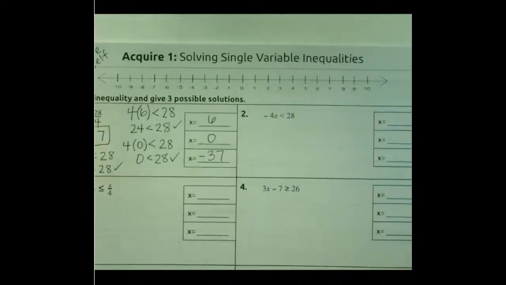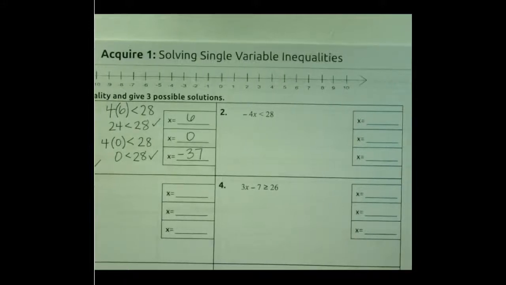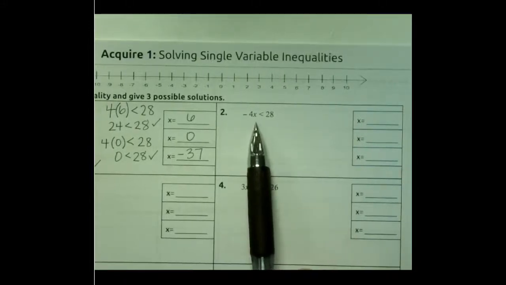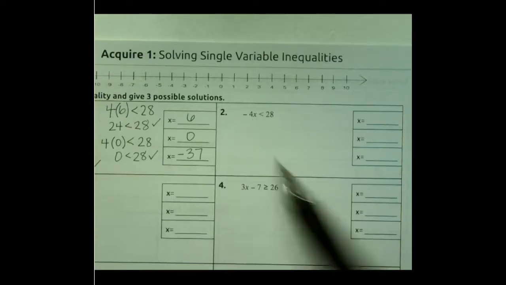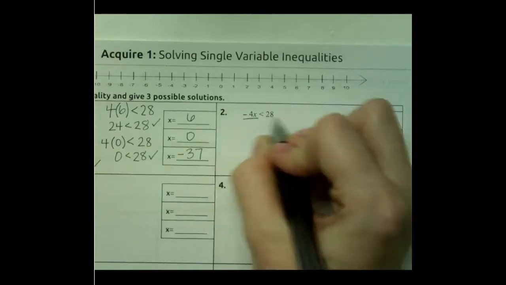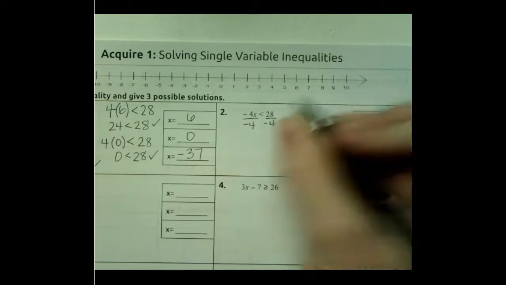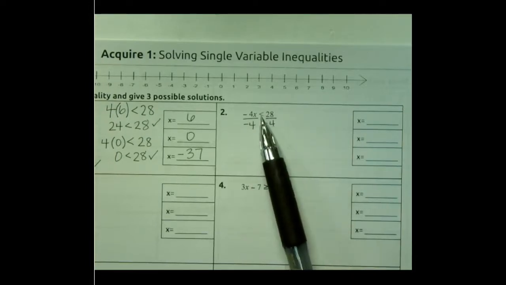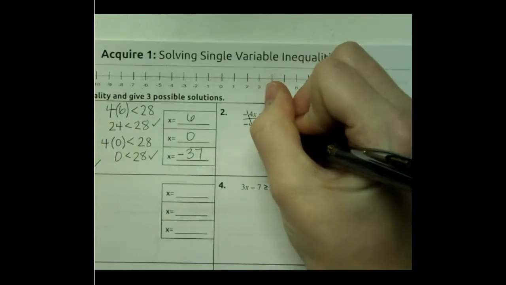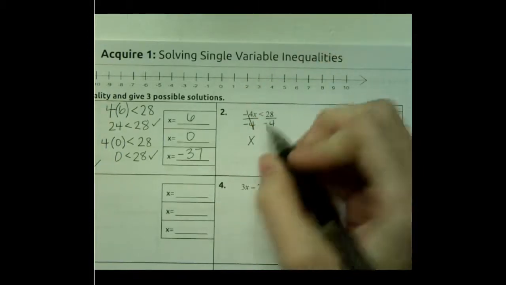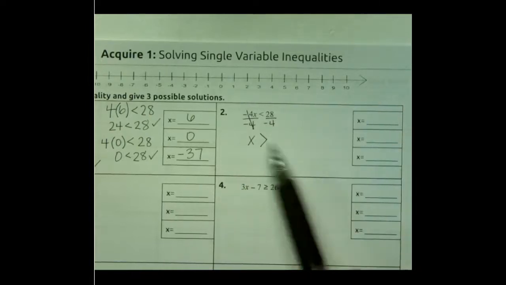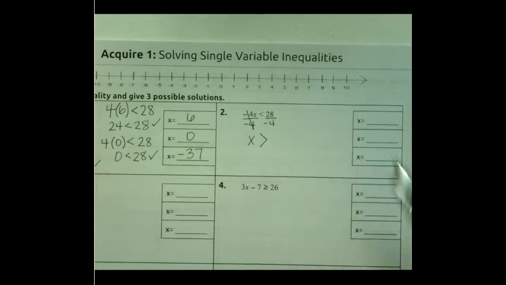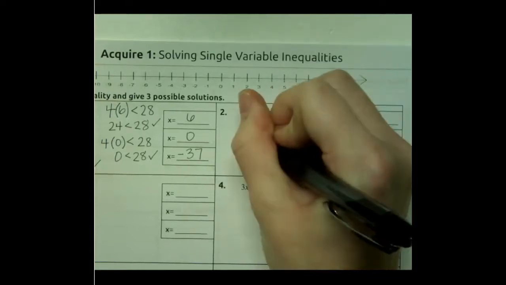Let's try number 2. So for this one, it is almost the same as number 1. But now we have a negative 4x. So negative 4 times x. To get rid of times or multiply, we divide on both sides by negative 4. Divide by a negative, woo, woo, woo. That is a sign that you need to flip the symbol. So negative 4 divided by negative 4, we get 1x. We need to flip our symbol. We had less than, now we have greater than. 28 divided by negative 4, negative 7.